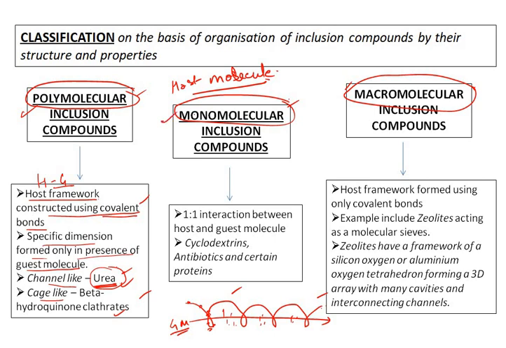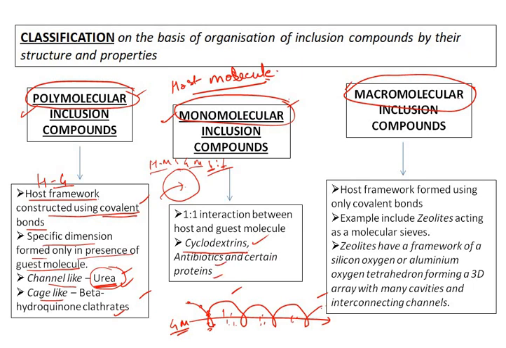Now when it's monomolecular, I have shown you the structure of cyclodextrins. Cyclodextrin is a single molecule, and in this single molecule you will see that there is a cavity present. So there is no need of so many molecules of cyclodextrin, only one cyclodextrin is enough. One cyclodextrin and one guest molecule, just a 1:1 host to guest interaction. One molecule of host and one molecule of guest is enough to make interaction. So in this category come the cyclodextrin, the antibiotics, certain proteins and so on.